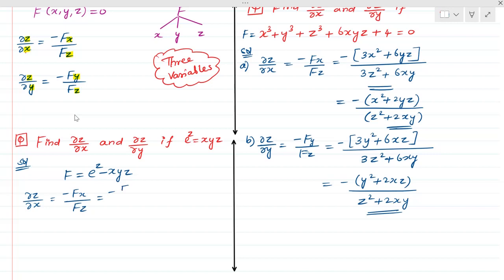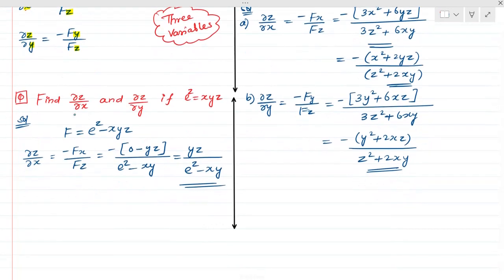What is fx? Differentiate with respect to x: there is no x term in e power z, so 0. Minus xyz, x becomes 1, you will get yz. With respect to z, e power z is e power z, minus xyz, z becomes 1, you will get xy. So the final answer, multiplying by minus, is yz over e power z minus xy. This is the first term.